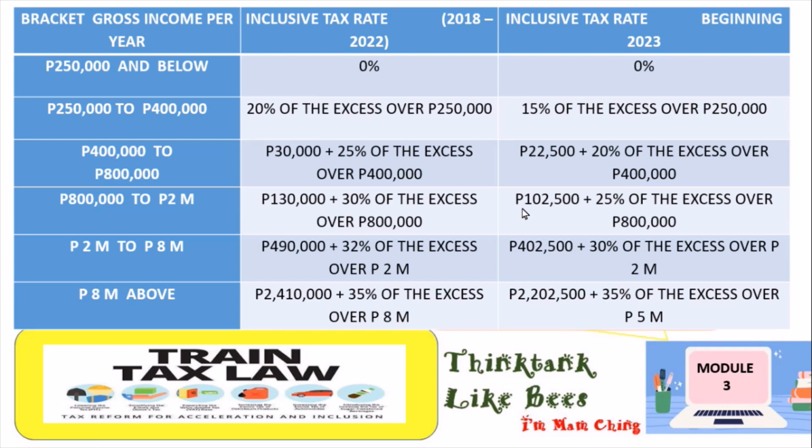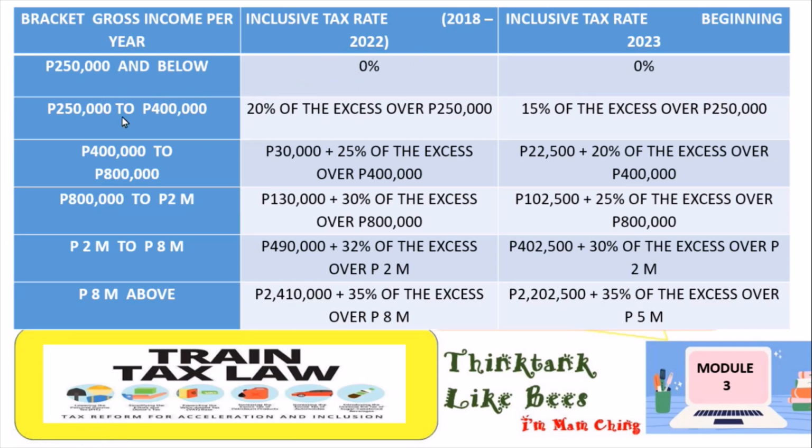Here's the tax table based on the TRAIN tax law. So, for example, your salary is only 20,000. You need to multiply it by 12. That makes 240,000. If you base it on the table, 240,000 is under here, so you have zero tax.